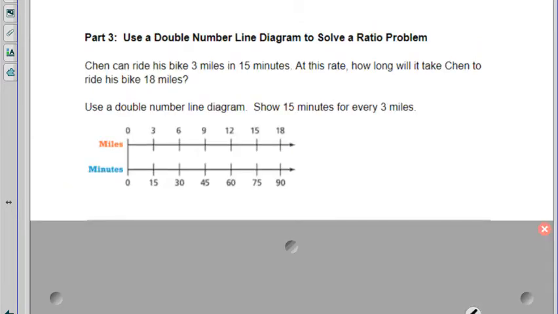We can also use a double number line to figure out ratio problems. So here I have a problem where Chen can ride his bike 3 miles in 15 minutes. You can see on my number line I've lined up 3 miles, 15 minutes. Another 3 miles, another 15 minutes. And it keeps going like this. And they want to know how long it takes him to go 18 miles. Well, if I look at this, it takes him 90 minutes to go 18 miles.